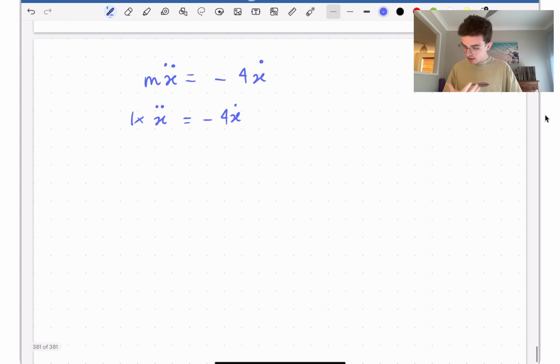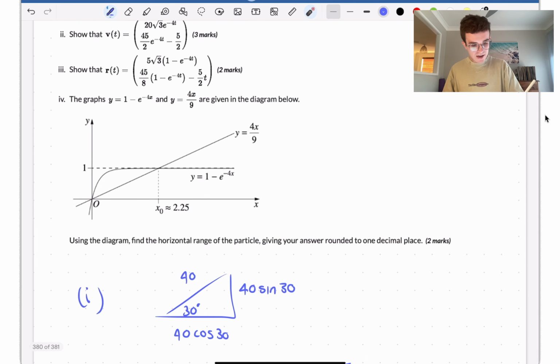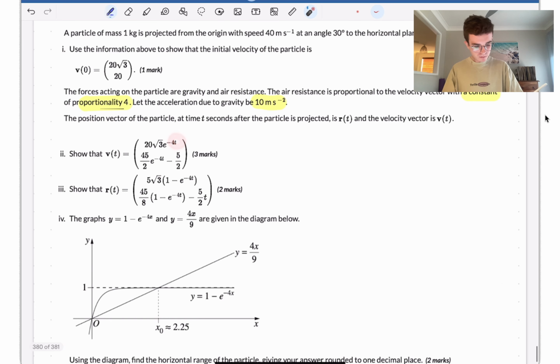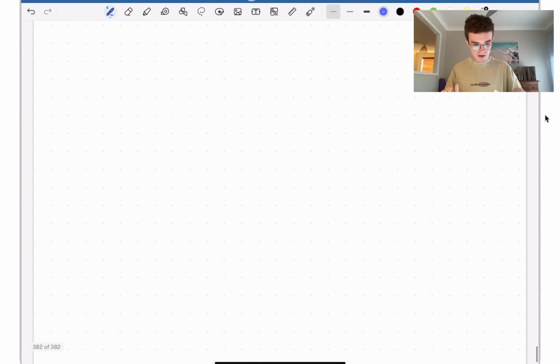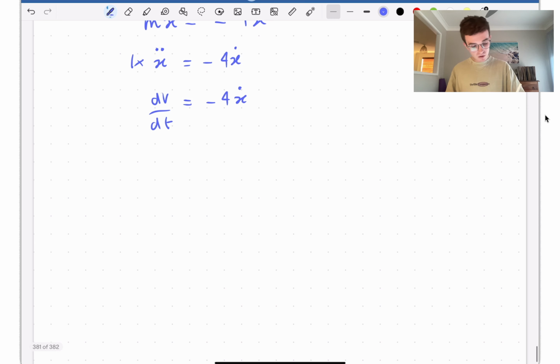Now to solve that, we need to replace it with d by dt, because if we have a look at what we're trying to prove, it involves time. So this is x double dot. We might replace it with dv by dt, which is equal to minus 4x dot. Now velocity is another way of saying x dot. So d(x dot) by dt is minus 4x dot. And we want to have a go at solving this.